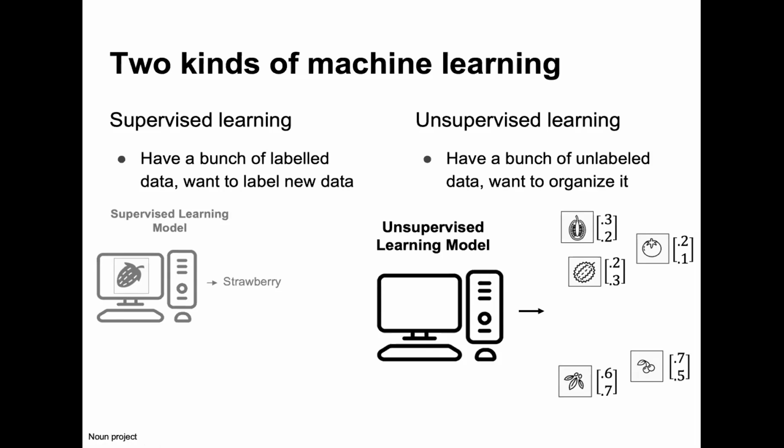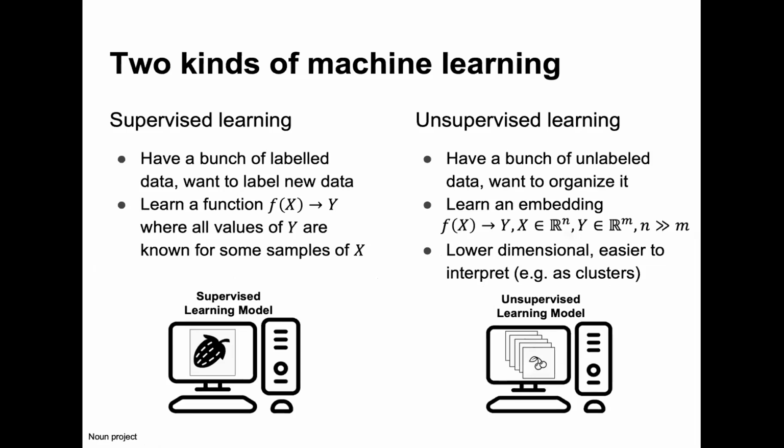So this is a very intuitive explanation of the difference between them. But I also want to make it clear that we can quantify and use notation to communicate the exact same idea. In supervised learning, I said you have labeled data and you want to label new data. This is the same thing as learning a function f of x, so f being a function, x being your data, and the output of that function is some variable y. The key in supervised learning is that you know all of the values of y for some of the samples of x. For example, we knew the value strawberry for some set of images of strawberries, and we knew the value banana for some images of bananas.